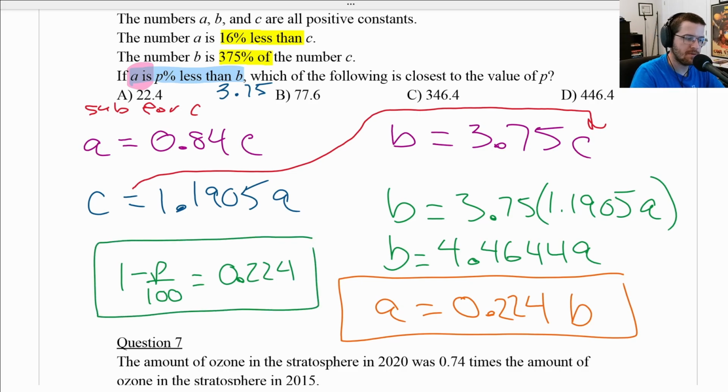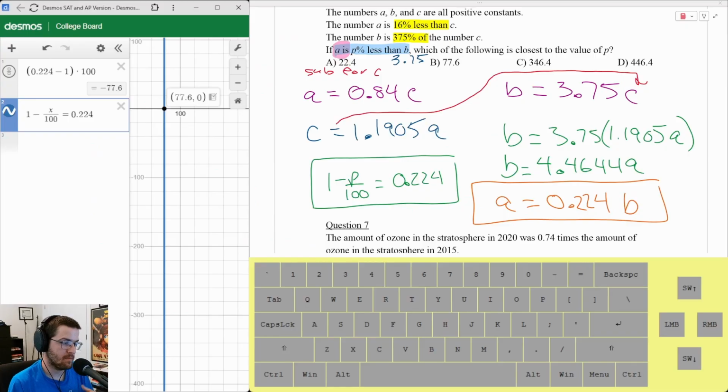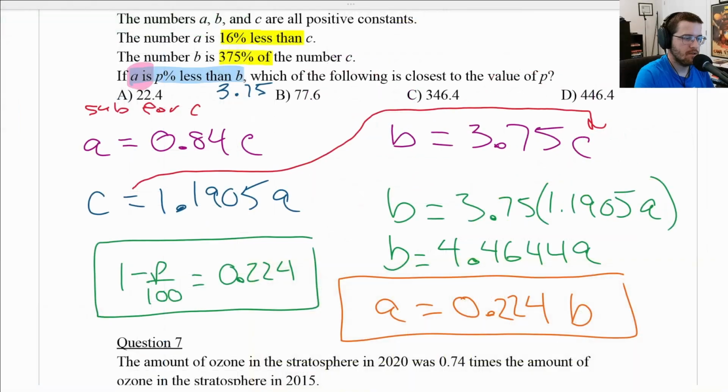Okay, let's go do some fast maths on Desmos. Okay, pick your poison. Either do the arithmetic, you don't have to do both of these, either do the arithmetic or graph it, whichever you want, I don't care. It's telling me about 77.6. It is looking like choice B is the answer.